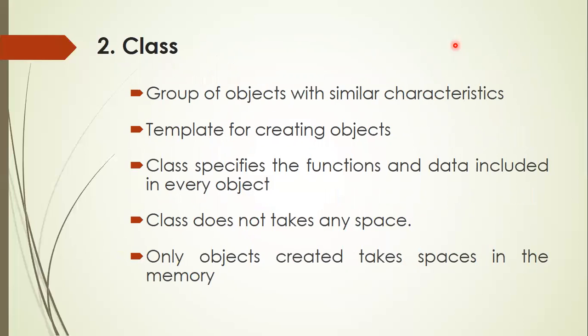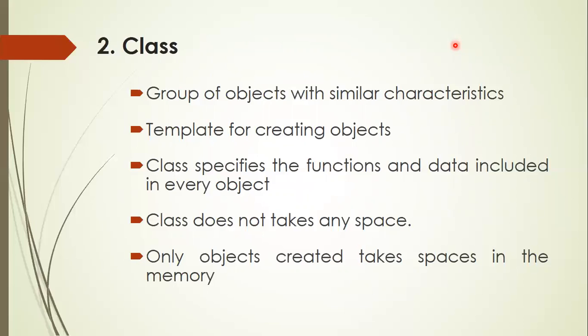Next, a collection of many objects of similar type, we call a class. If you want to create an object, first you have to identify to which class it belongs. So first you have to define the class. Once your class is defined, you can create any number of objects of that particular class. The class specifies what data and what functions are included in the object that you are going to create out of that class. But one thing you should remember, only the object takes space in memory, not the class. That's why the object is considered a runtime entity, not the class.